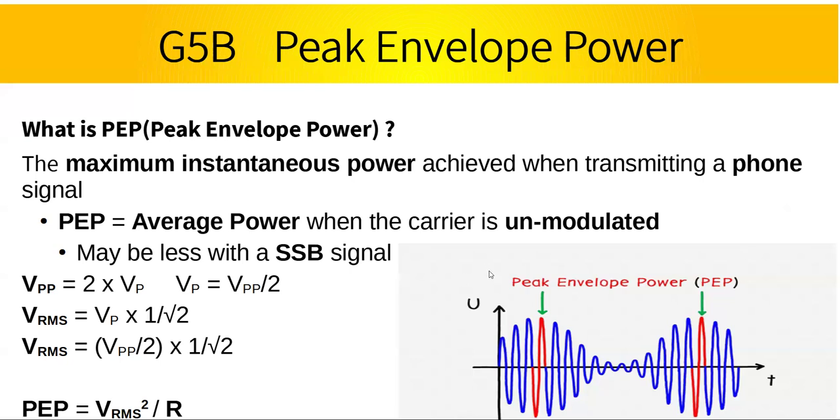If you have an AM signal with no modulation, all you've got is the carrier, then the peak envelope power is the average power. It's just whatever the carrier power is. With single sideband, if you're not modulating, you have nothing. Or you're supposed to have nothing.